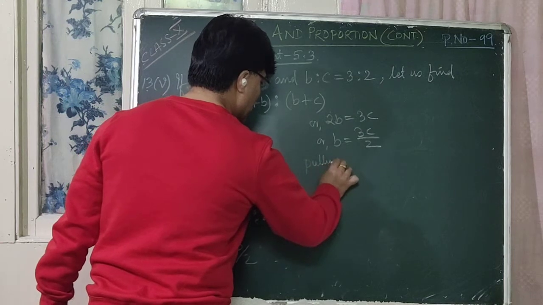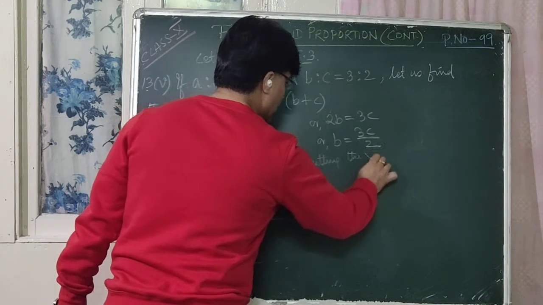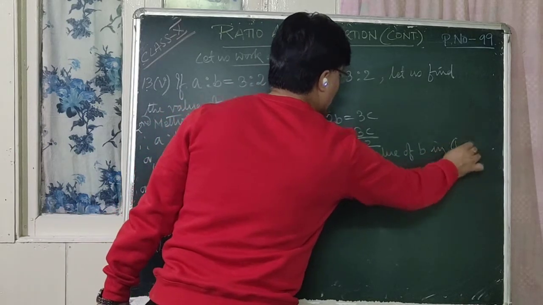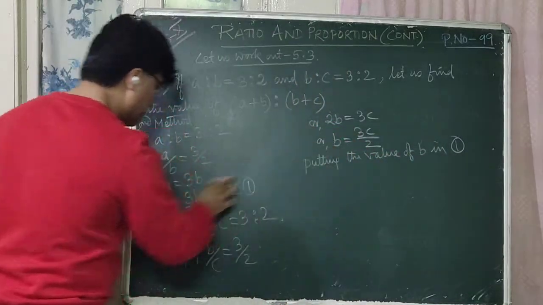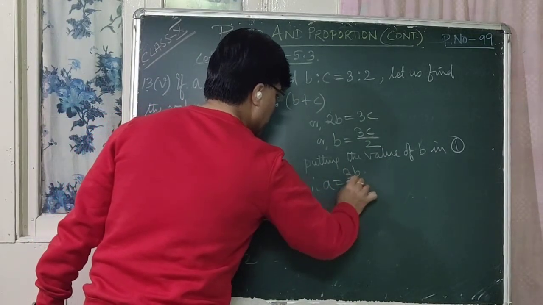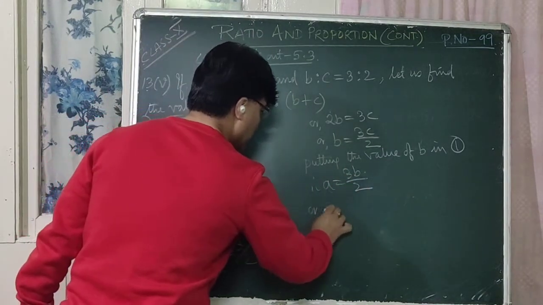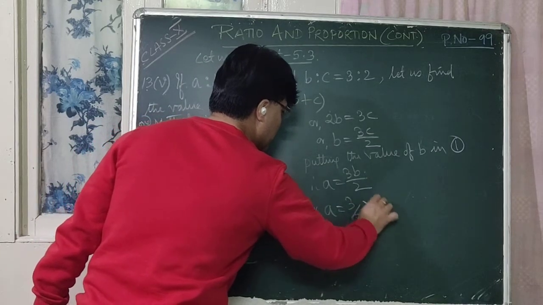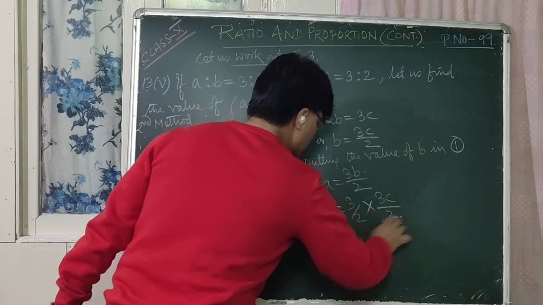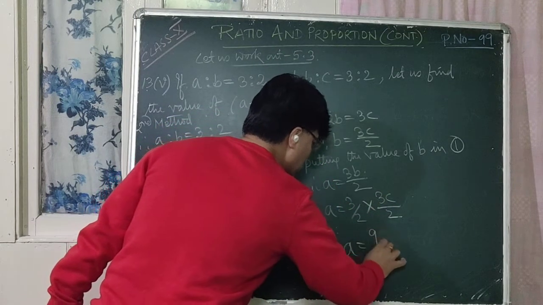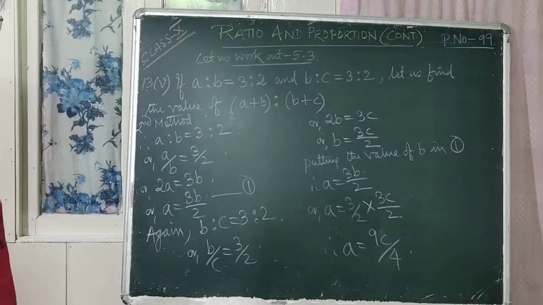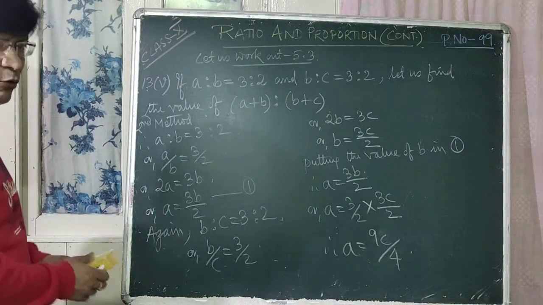Putting the value of B in 1. That means A is equal to 3B by 2, or A is equal to 3 by 2 into the value for B out here, which is 3C by 2. That means A is equal to 9C divided by 4. A is equal to 9C divided by 4. Is that clear?